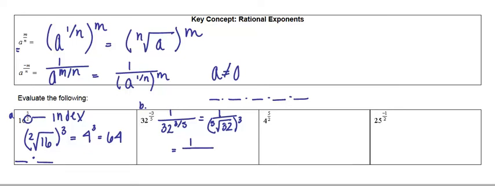Now, we're saying what number times itself, times itself, times itself, times itself gives us 32. Hopefully I can see that the fifth root of 32 gives me 2. And of course 2 to the third power gives me 8. So I should have 1 over 8 as my final answer.